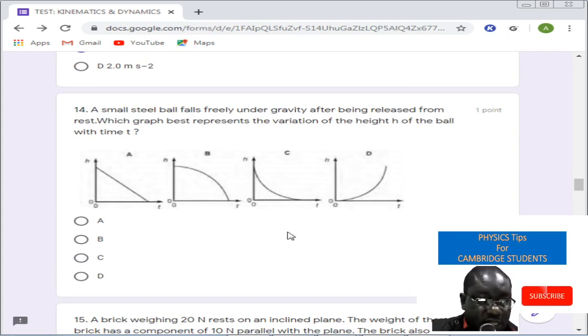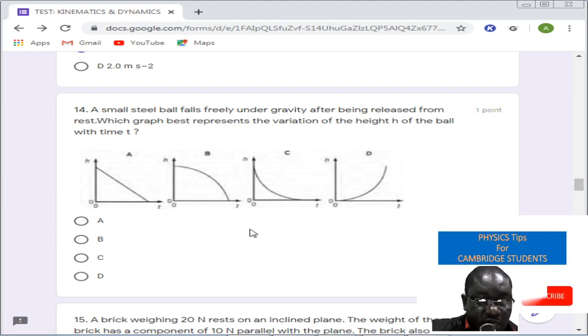a small steel ball falls freely under gravity, being released from rest. Which graph best represents the variation of the height h of the ball?